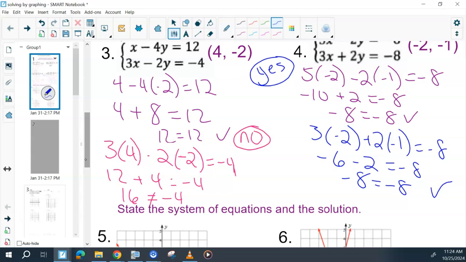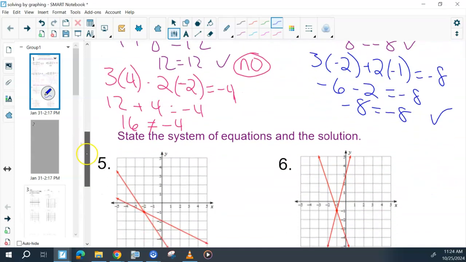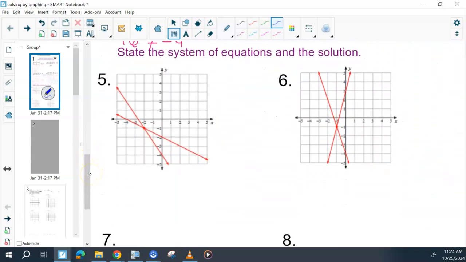Alright, as we start getting into this, that will always be something you can go back and do. Put the solution in, see, is this actually my solution or not? Now we're going to talk about how we actually find the solution. So with these, we're going to state the equation and the solution, which is where they cross. So let's start with, where do they cross? What is the solution for number 5? -2, -1. You're going to write that as an ordered pair. They cross at that point. That is our solution.